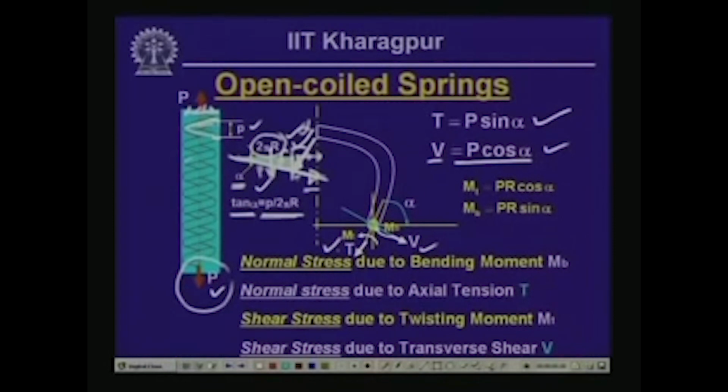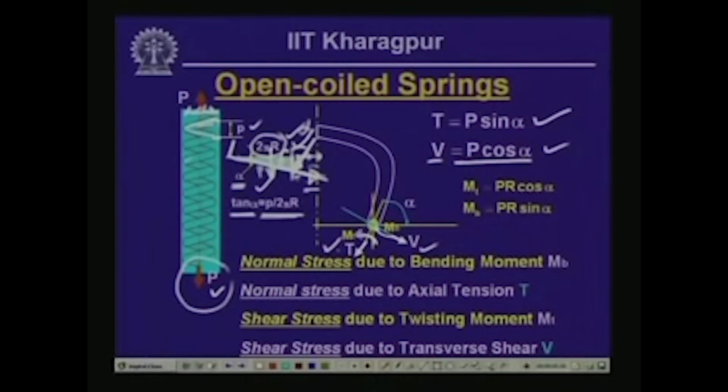Now, P also has introduced a twisting moment which is P into R, and the vectorial direction of which is this. Now, if we take the component of that moment along this position of the spring coil and perpendicular to it, along the member, the component of this moment which is P R cos alpha will be introducing a twisting moment in the wire.